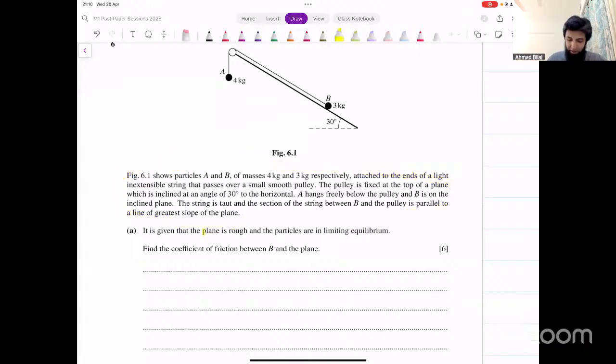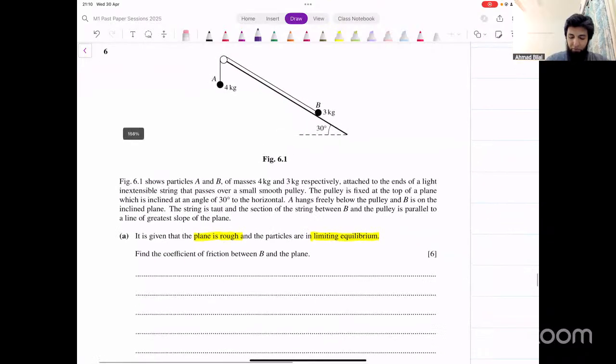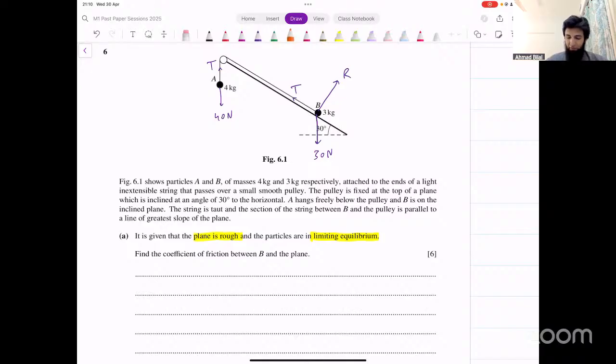The plane is rough and the particles are in limiting equilibrium. Find the coefficient of friction between B and the plane. Okay, how do you find that? You represent all the forces acting on A and B. A has weight acting in the downward direction, that's 40 Newton. There's tension acting upwards. At B, we've got tension acting in this direction. There's reaction acting perpendicular to the surface, that's this. There's going to be weight that acts vertically downwards, that's 30 Newton. And what about friction? Where is friction going to act? This weight is more, right?